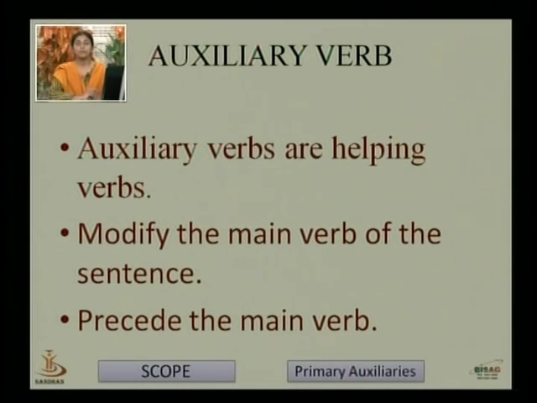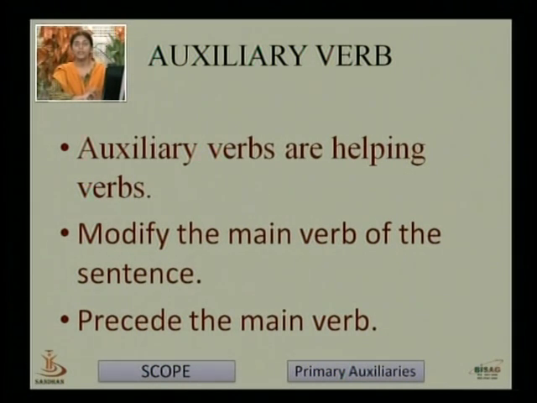Let us now come to our main point, the auxiliary verb. Earlier we said that a verb denotes an action, a state or an event. But then what is an auxiliary verb? Well, auxiliary verbs are called helping verbs. They modify the main verb of the sentence. We have to note that when we say main verb of the sentence, we mean the action verb of the sentence, the word which shows some kind of action in a sentence.